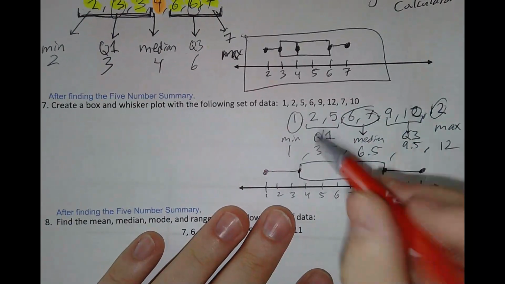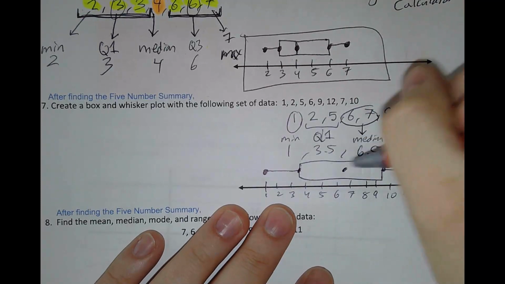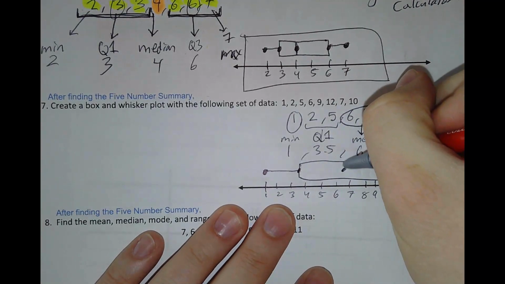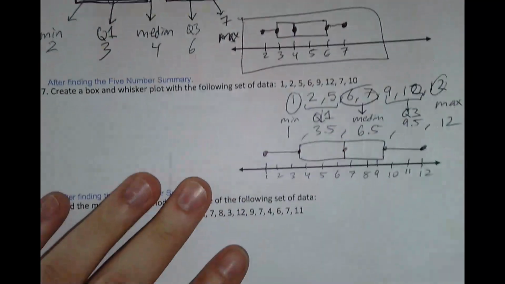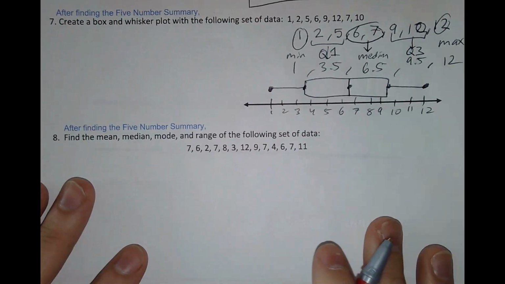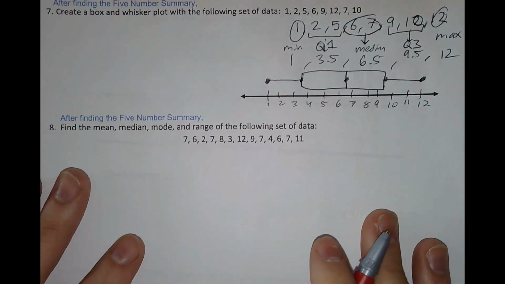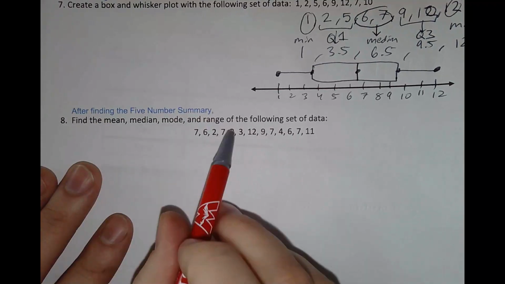What's the difference between this one and this one, right? The only difference that I have is we do have our box and whiskers, but most of the time we do need to put a little split there where the median is. And that's number 7.